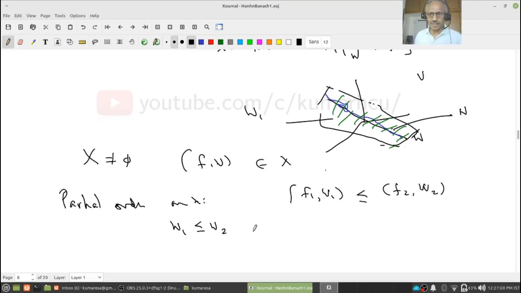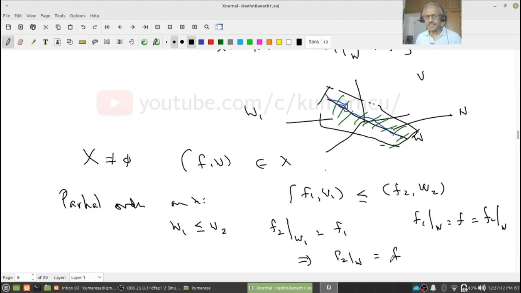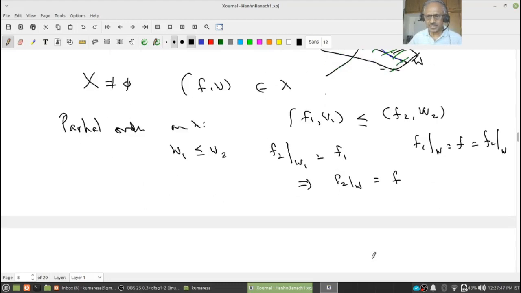And what do I do with F1 and F2? Remember, F1 extends F, right? That is, F1 restricted to W is F, and that is the same as F2 restricted to W. So what do you think I should require now? Remember, I want to keep on extending. So what is the very natural thing I should expect? Since W1 is a vector subspace of W2, if I restrict F2 to W1, I should get F1. And hence this will automatically imply that when F2 is restricted to W, it must be F. Is that clear? Because F1 already extends F. Make sure that you understand this.